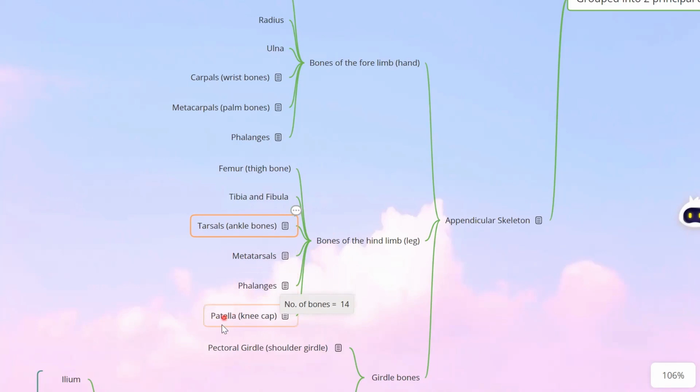Then we have the patella. Patella is the kneecap. It is found on the ventral side of the knee. So the patella is known as the kneecap, which is found on the ventral side of the knee.